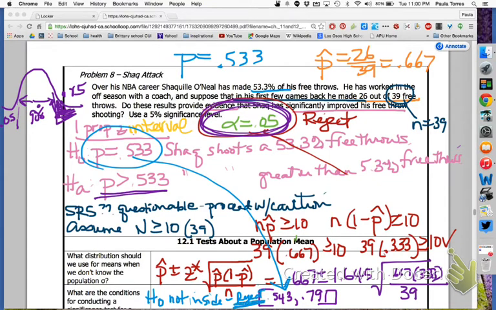And hey, look at that. I got the same answer from the z-interval that I got from doing the z-test. And of course, your couple of sentences will be the same as before: you must reject at alpha equals 0.05 since your null hypothesis is not inside, and therefore conclude that Shaquille O'Neal has not significantly improved his free throw shooting.